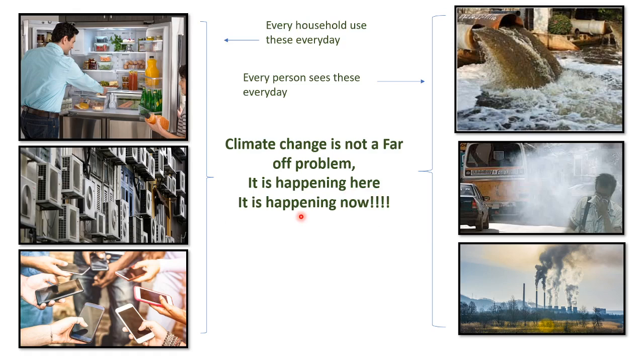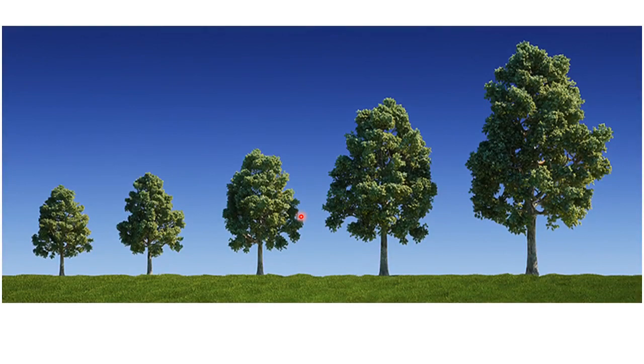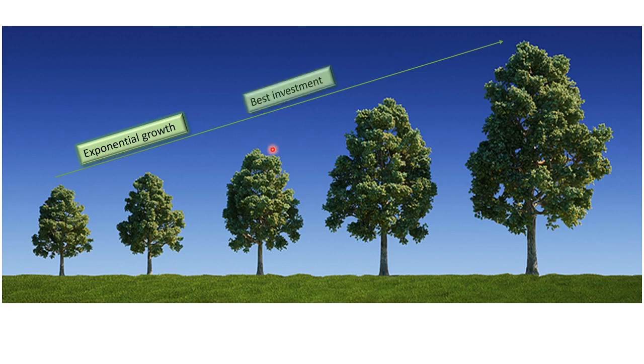So as citizens, what can we do from our side to reduce these effects? Apart from reducing and recycling, we can opt for planting trees. If you plant a tree, you can see that the growth is exponential. The plant may grow to a complete tree in maybe 10 years, 20 years, maybe 30, 40 or 50 years. But it would be the best investment, because the growth would be exponential.